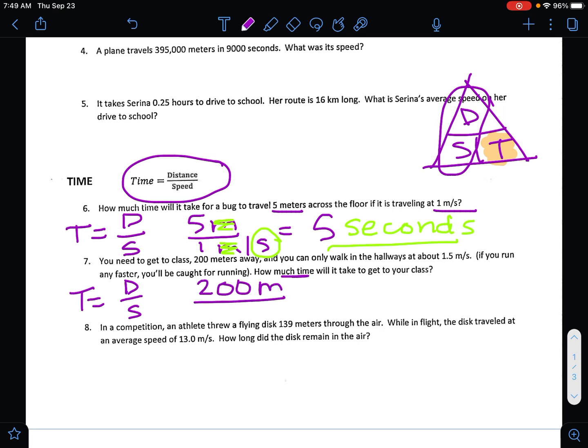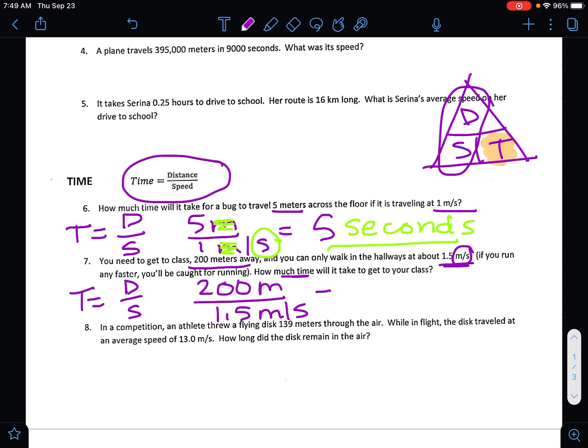200 meters. And what is my speed? 1.5 meters per second, all right? So I have this measurement for my distance and this measurement for my speed. I know it is speed because it is a two-part increment, a distance and a time.